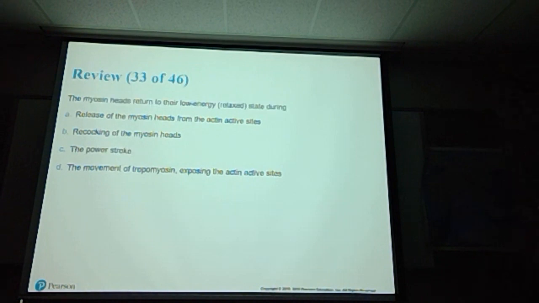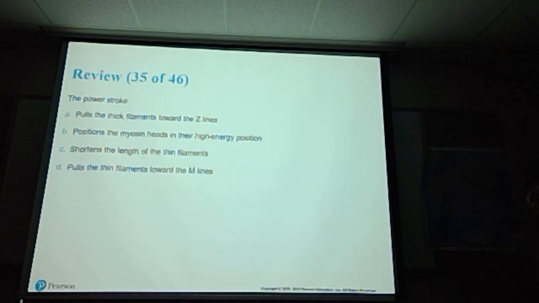The myosin head returns to its lower energy relaxed state during the power stroke. Power stroke pulls the thick filaments toward the Z lines, positions the myosin head in its high energy position, shortens the length of the filaments, or pulls the thin filaments toward the M lines. Remember, we can throw this question out because one of the first things we noted was that the length of the filaments didn't change.